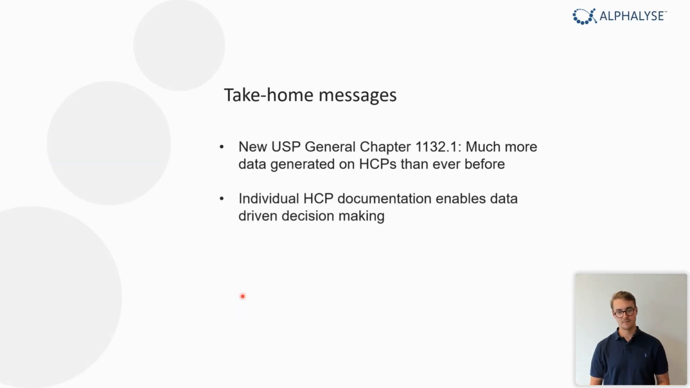Another thing is individual HCP documentation enables data-driven decision making. For example, as we saw with AlphaBase before, we were able to take some decisions based on the data we have available. So we could make some clear answers on what actually is available and what we can do. Have we seen this before? Have we not seen this before? Is this a high level of host cell protein or not? And thereby compare between different projects and samples.